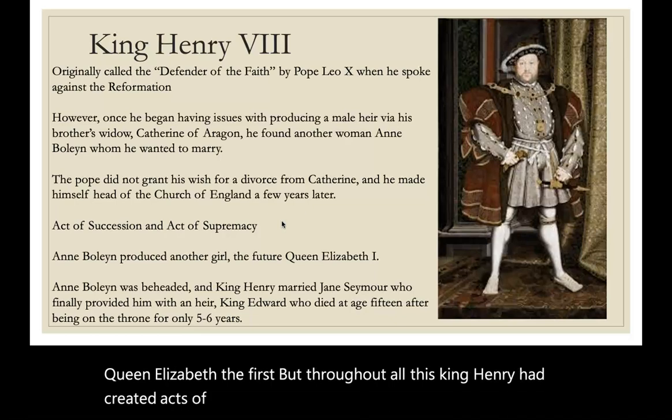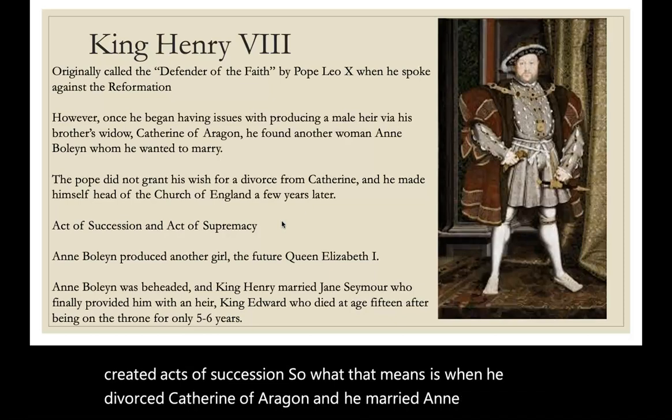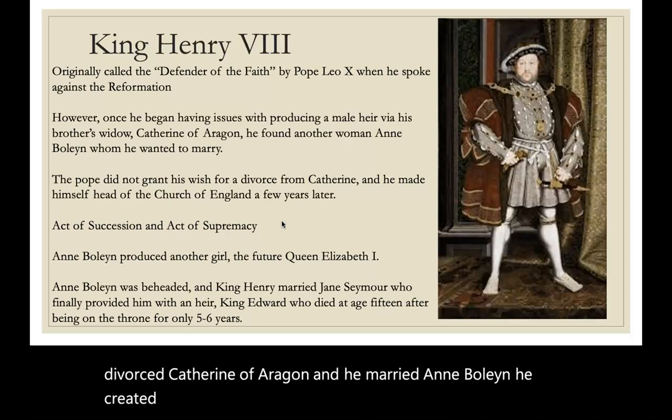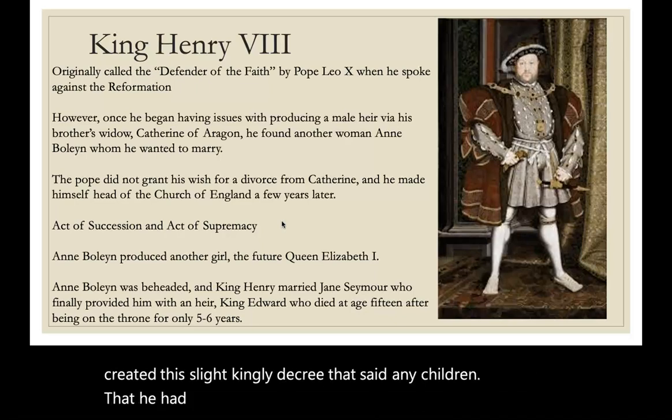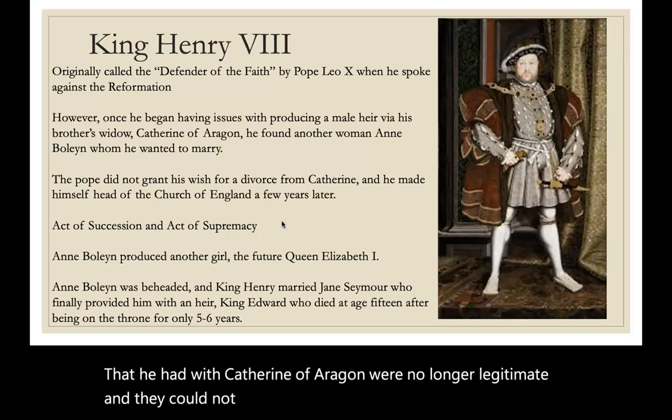So what that means is when he divorced Catherine of Aragon and he married Anne Boleyn, he created this kingly decree that said any children that he had with Catherine of Aragon were no longer legitimate, and they could not be heirs to the throne. Only Anne Boleyn's children could do that.